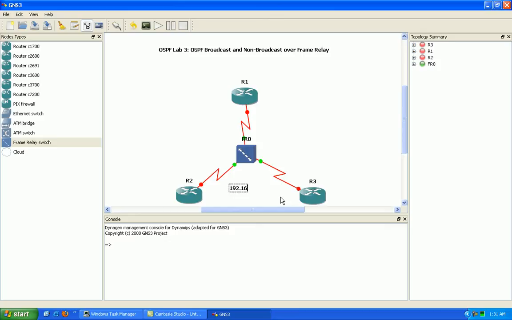We're going to be using just the generic network of 192.168.123.0/24 between all the interfaces between the routers. Router 1 is going to be .1, router 2 is going to be .2, and router 3 is going to be .3. I'm going to go ahead and get these routers started.